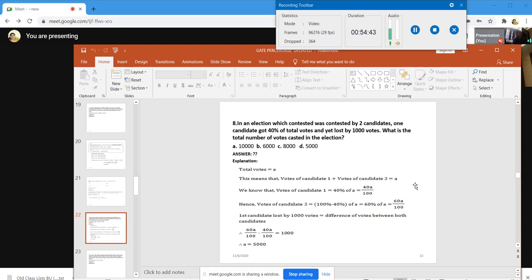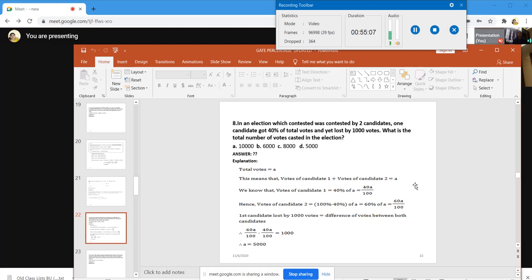So 40% of A can be written as 40 by 100 into A. Likewise, what about the other candidate? If one candidate gets 40%, the other candidate gets 60%. 60% of what? The total vote A. 60% of A can be written as 60 by 100 into A. So you must know that we have to find out how many votes the first candidate and the second candidate got.